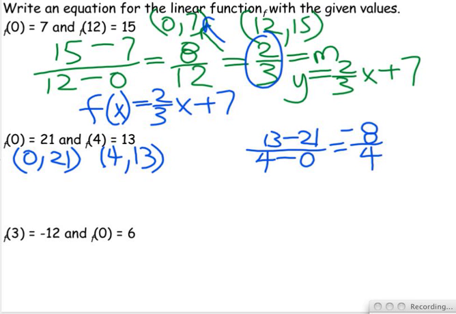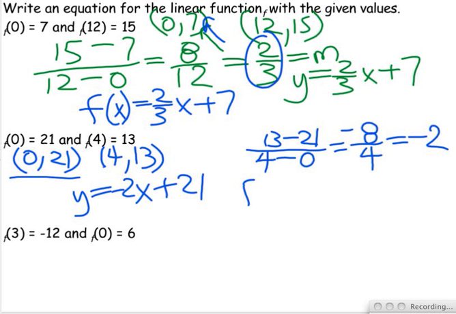So our function, as I said, I like to do it this way just because it makes me feel more comfortable. Negative 2x plus 21. So the function f of x is equal to negative 2x plus 21.